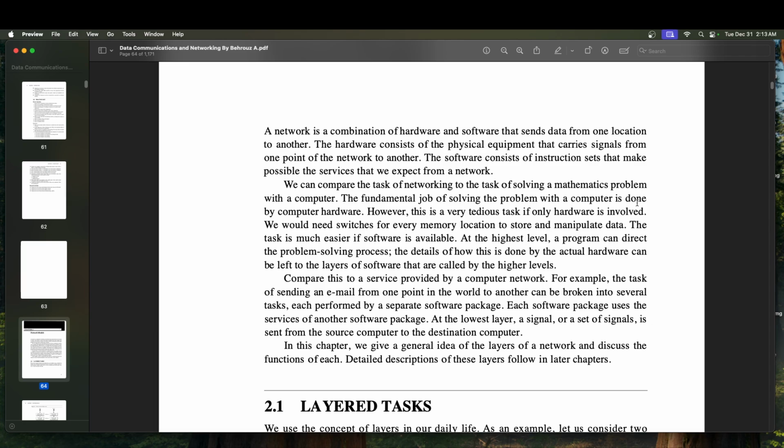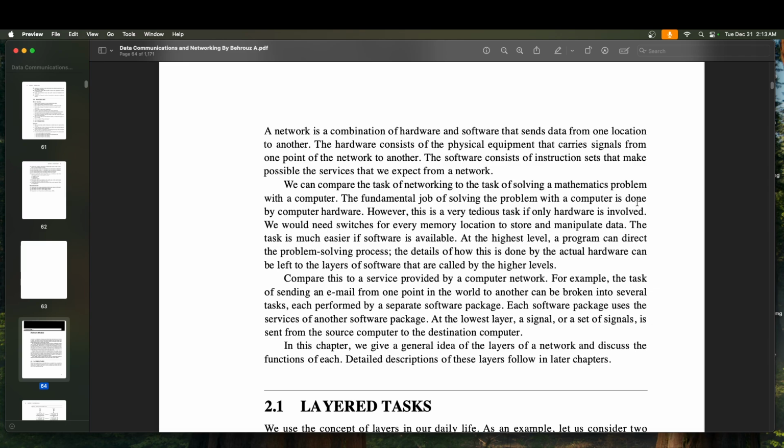When we compare the task of networking to the task of solving a mathematical problem with a computer, it's basically a problem where you need both hardware and software. However, it is a very complex task. If only hardware is involved, we would need switches for every possible location to store and manipulate data. The problem solving is much easier if software is available. At the highest level, a program can direct the problem-solving process. The details of how this is done by the actual hardware can be left to layers of software that are called by the higher levels.